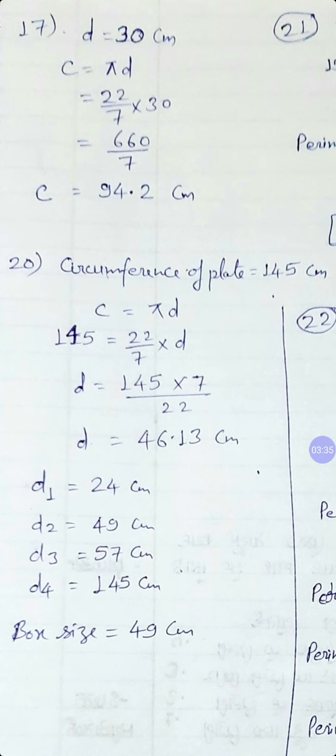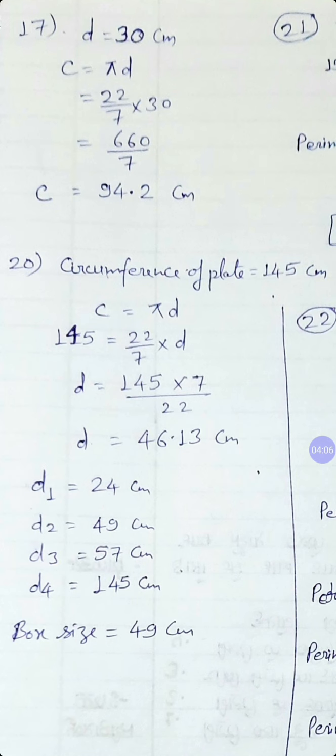Now we have formula C equal to pi D. We will put the value of C, that is 145 is equal to pi value is 22 upon 7 into D. We will solve this, we will get D is equal to 46.13 centimeter. That means we now got the diameter of our plate, that is 46.13 centimeter, and we have to find out the smallest box size in which the plate can be packed.